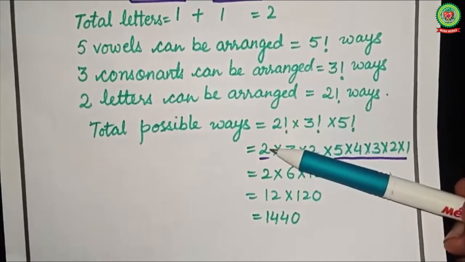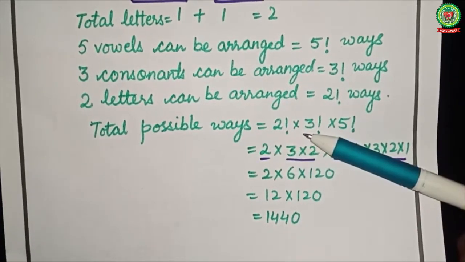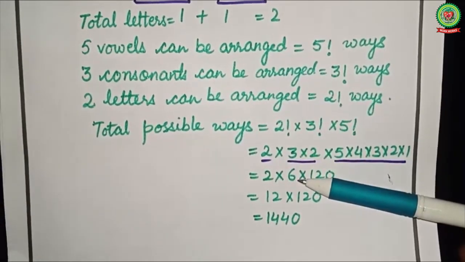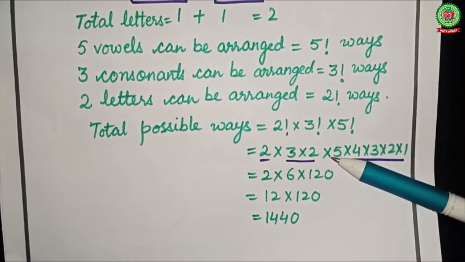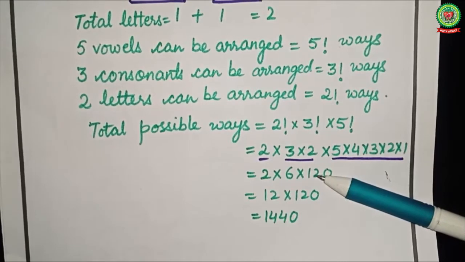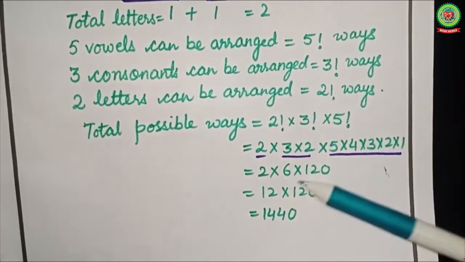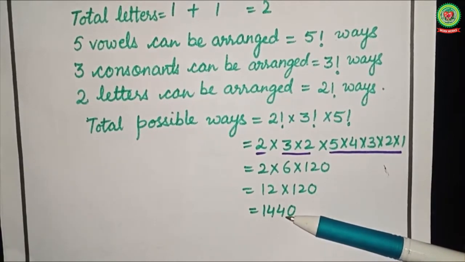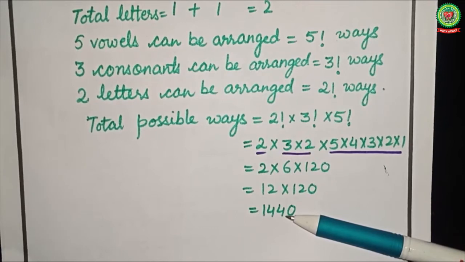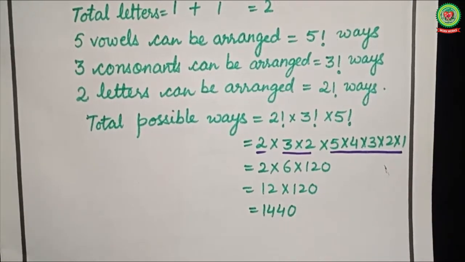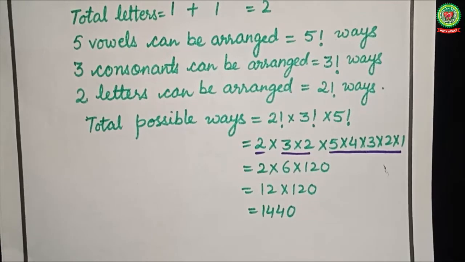Now 2 factorial can be written as 2 into 1. So answer is 2. 3 factorial can be written as 3 into 2 into 1. That is 6. And 5 factorial can be written as 5 into 4 into 3 into 2 into 1. So it is 120. Now 6 2s are 12, into 120. So answer is 1440. In this way we can find the total possible ways in which the letters of the word equation can be arranged. Let's do one more example.